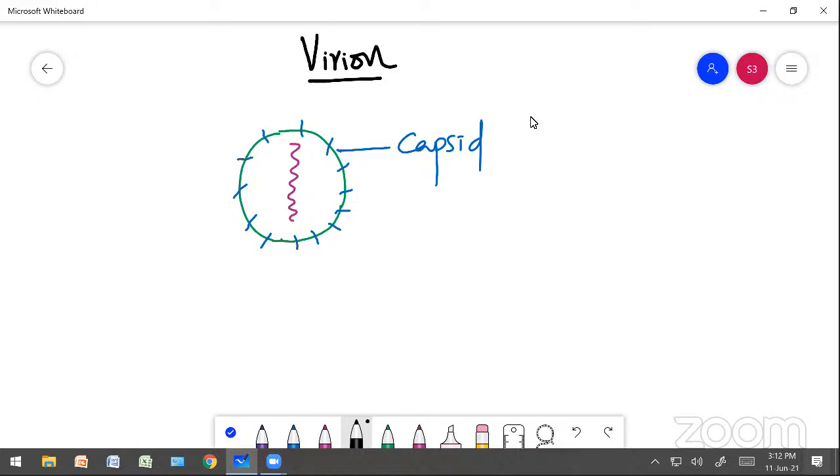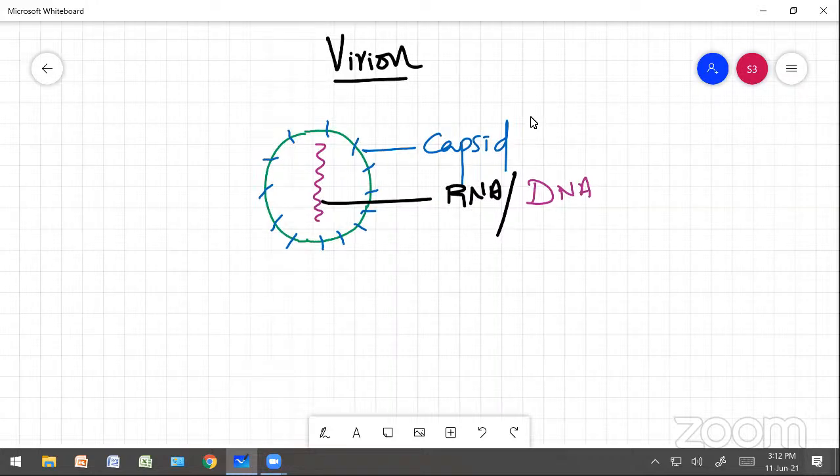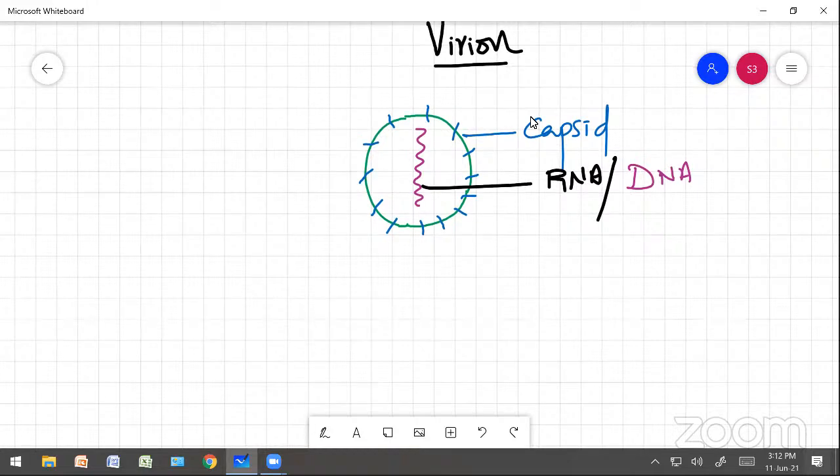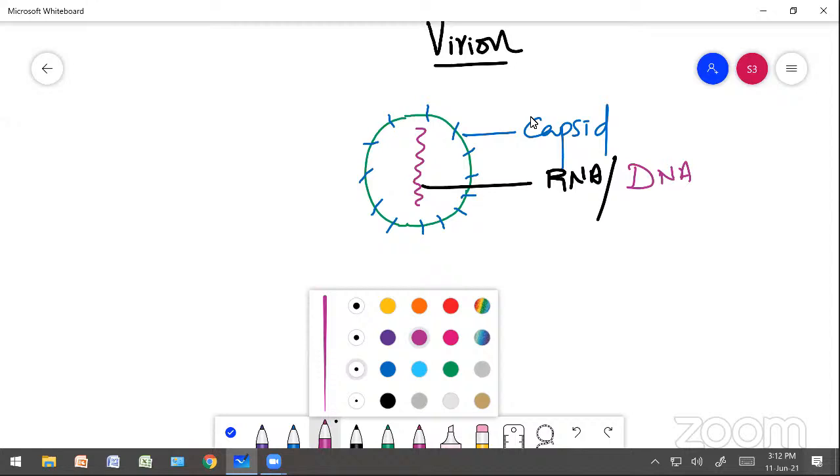It is in the form of RNA or DNA. RNA means ribonucleic acid, and DNA is deoxyribonucleic acid. Exactly, Virion is an intact and infectious virus particle. But Virion is not replicating.